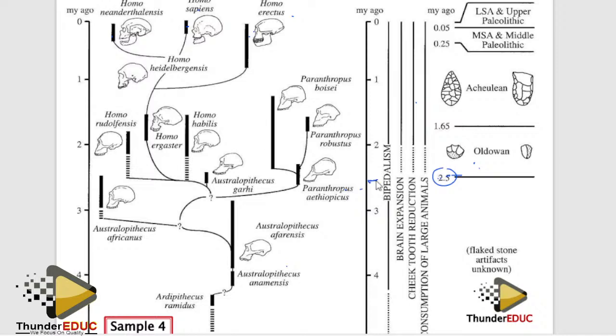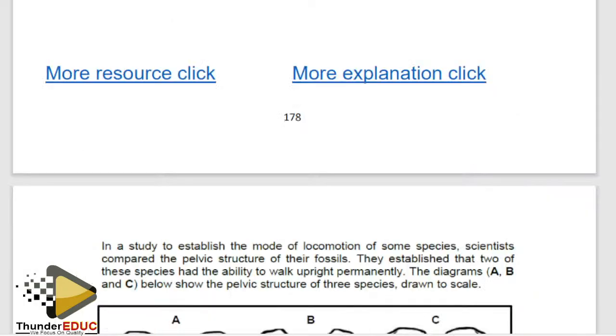It's 2.5 billion years ago. So which species first used tools? I have to draw a line and then I find out which species first used tools. So here it is showing you Paranthropus ethiopicus and also Australopithecus afarensis, africanus, something like that, based on the diagram. You understand? Yes, but if there is no diagram, then it is Homo habilis, the handyman.